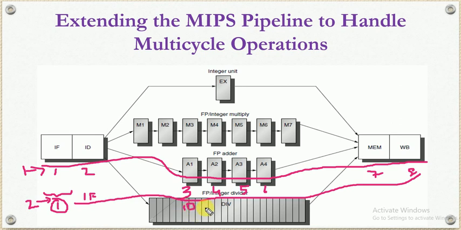Then it will go for EX, but it is expecting the result of the addition, and that result will be generated only after the 6th clock cycle, that is, only after completing stage A4. But it is expecting the EX stage here. It cannot enter the EX stage because the previous result has not been obtained.